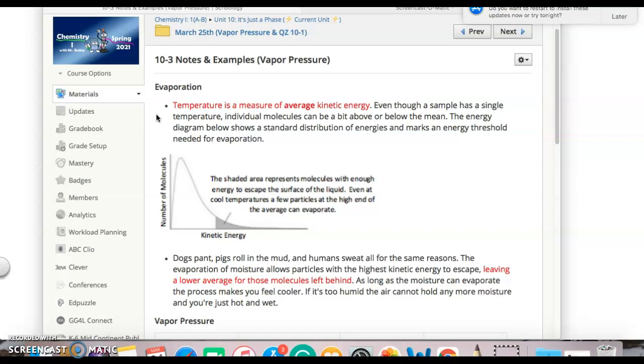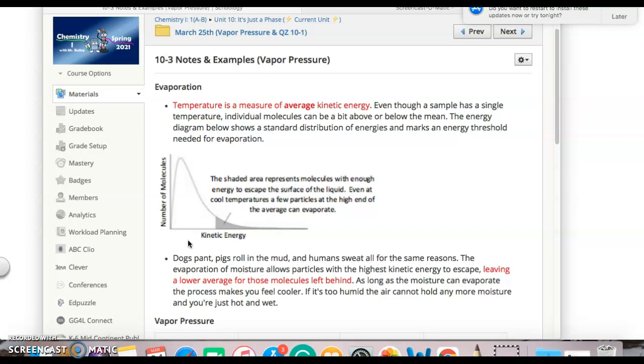So each individual molecule has a single temperature, and when we add up those single temperatures of each molecule, we get an average. And we can see that here in this energy diagram below. This states that we have a number of molecules and kinetic energy, and we can say that average kinetic energy relates to temperature. So your x-axis is related to temperature and your y-axis is related to the number of molecules.